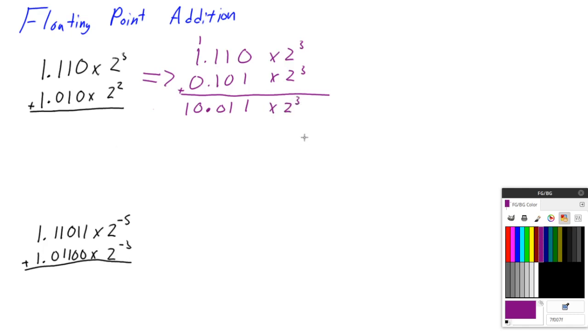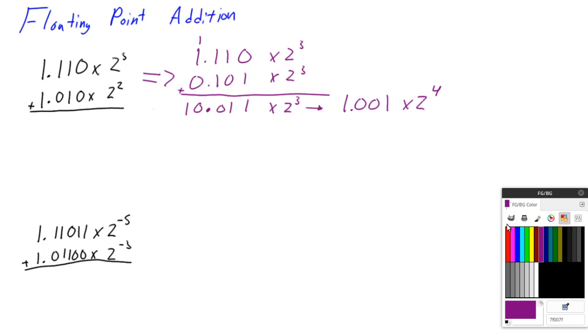Now, our last step is called normalization, meaning that we always just want a 1 on the left of our decimal point. And so that means we need to shift everything by one place. And so what we get is 1.001 times 2 to the 4th.